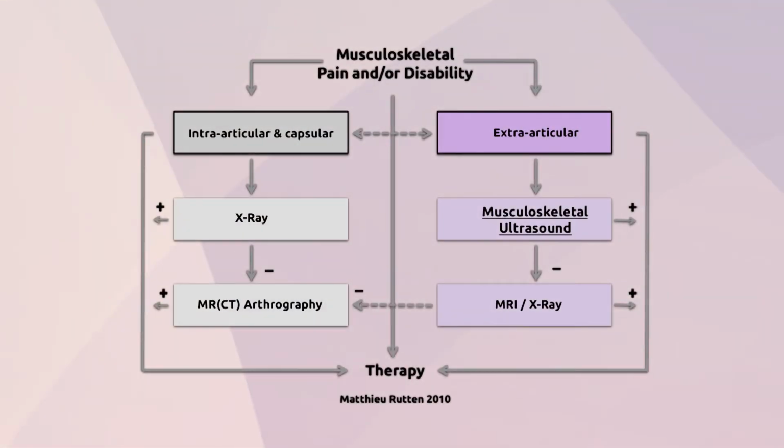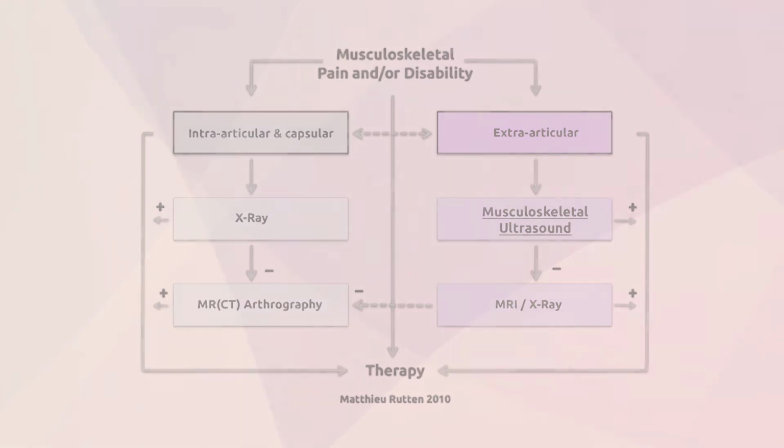MSU is a preferred imaging technique in extra-articular soft tissue problems. Capsular problems can also be assessed with MSU, but MSU is limited here. Intra-articular structures are hard to assess with MSU. Most of the times it's even impossible.